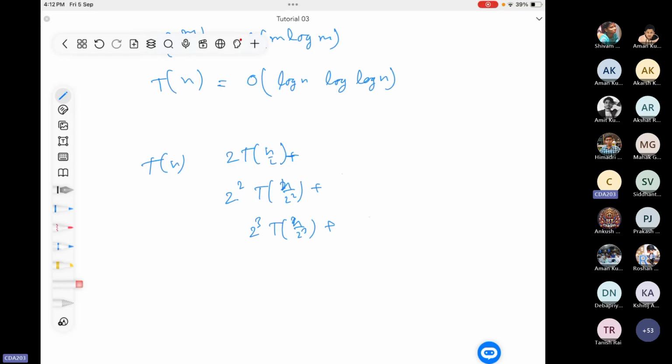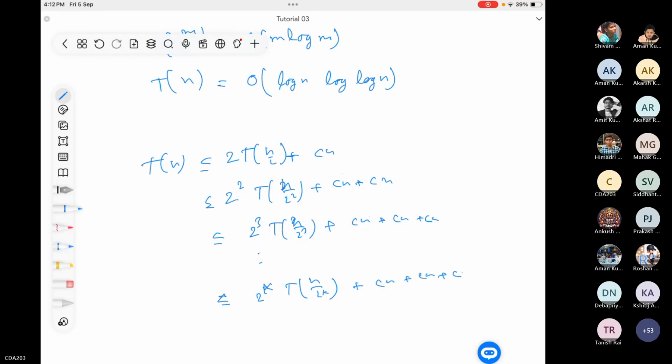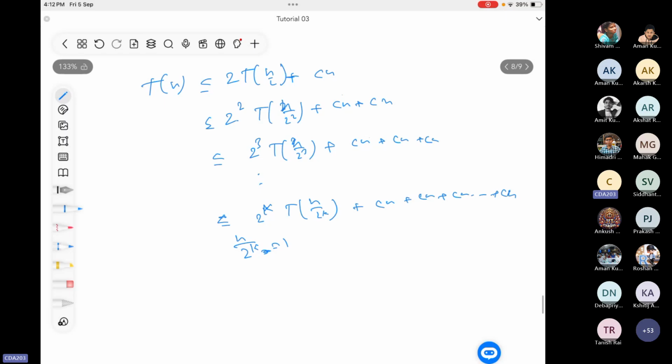Then we don't use equality. Cn plus Cn plus Cn, and in the end it's 2 to the power k T(n by 2 to the power k) plus Cn, this k times. So this n by 2 to the power k should be 1 when you stop. So k is your log n.